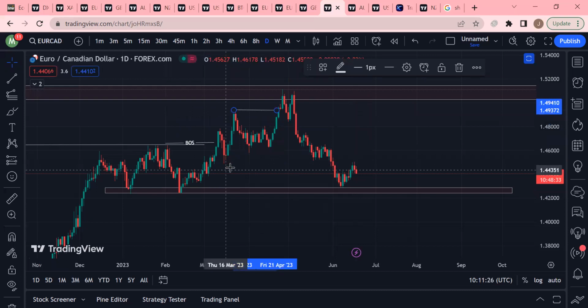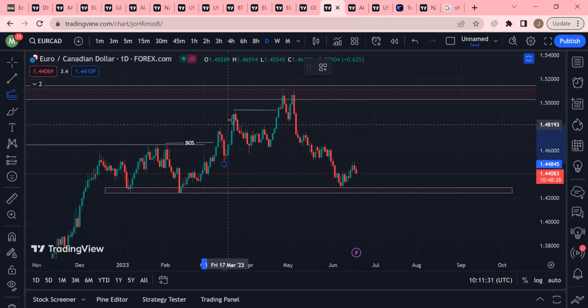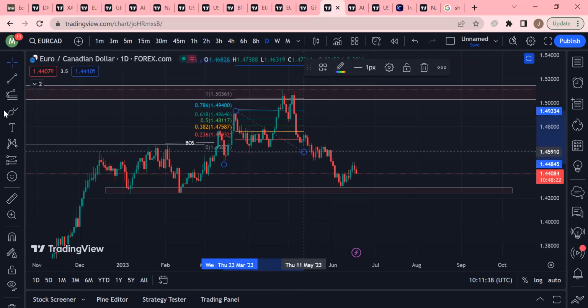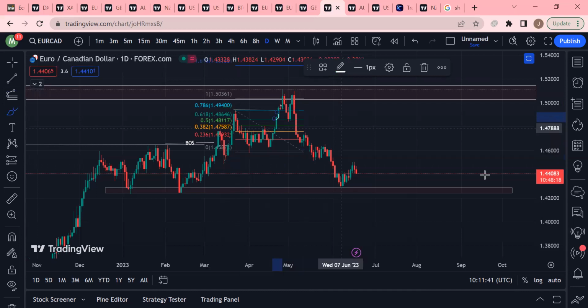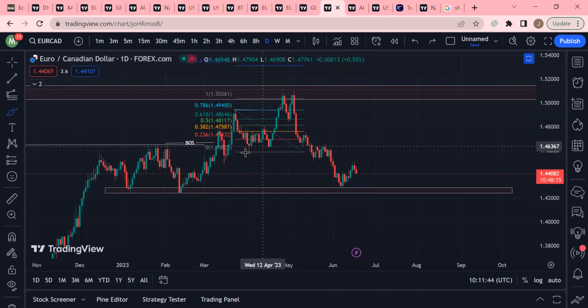So since that was a break of structure, what do you do again? This was your new break of structure here. Enter again, take profit at 0.786 or 0.618. That's one trade I've gotten again. So from here, 600 to about 9,400, that would have been a very good trade again. You would have entered again as a market structure trader.